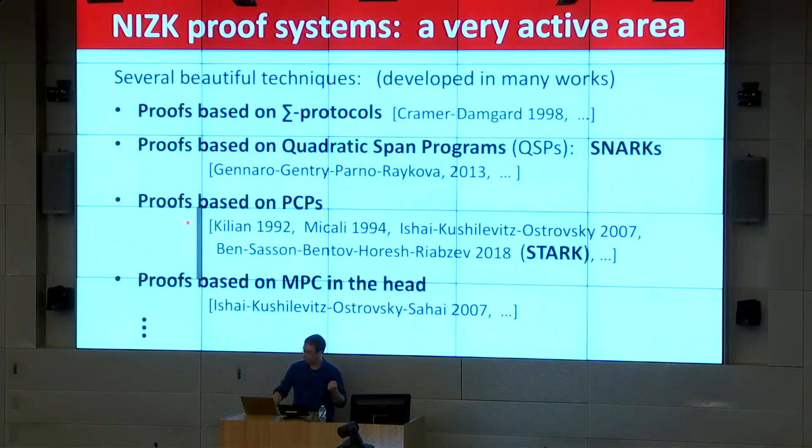There are proofs based on what are called PCPs due to Amit and Rafi and others. And also there's a new technique called STARK, which I'll talk about a little bit later. There are proofs based on what's called MPC in the head, also thanks to Amit and Rafi and others. So it's a very, very active area of research, with lots of beautiful ideas developed over the years. And so we have this whole buffet of techniques to choose from. The question is, which one will give us the best range proof for the blockchain? What do we mean by best?